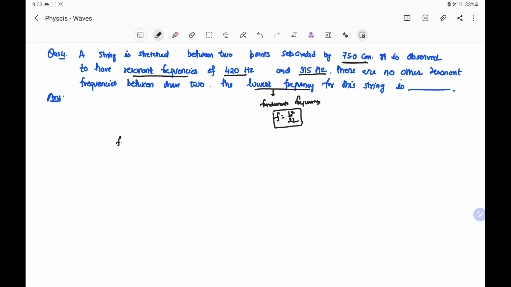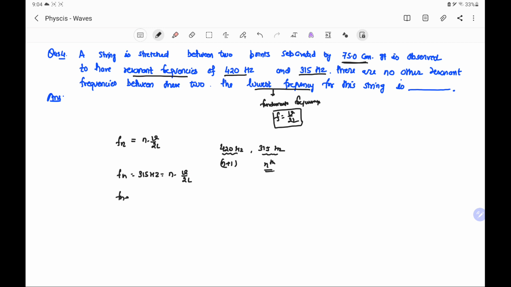We know that frequency of the string, if oscillating in n number of loops, will be equal to n into V by 2L. We are given two frequencies. One is 420 Hz and another is 315 Hz. And these frequencies are in succession because there is no other resonant frequency in between them. So suppose this 315 refers to the nth number of segments of vibration, then 420 will refer to the n plus 1 number of segments of the vibration. Therefore, we can write that Fn is equal to 315 Hz and it will be equal to n into V by 2L, where L is the length of the string and V is the velocity of the wave.